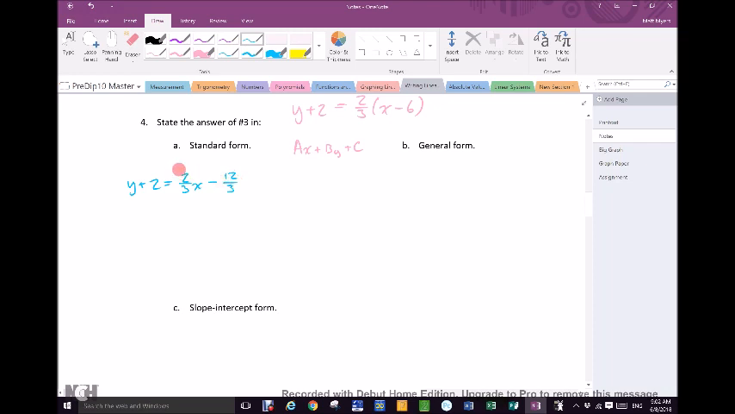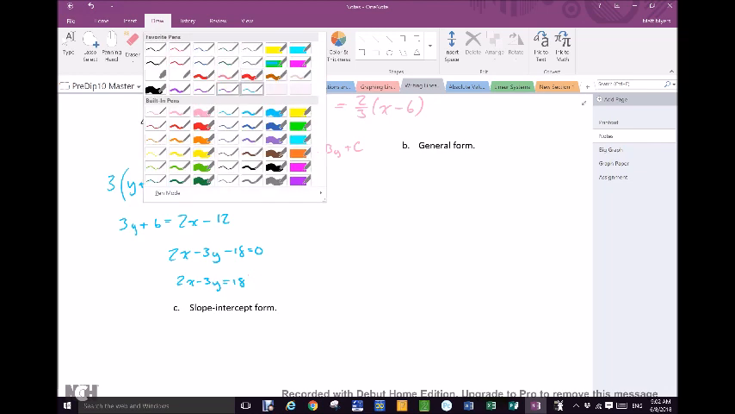So here, then I multiply by 3. 3y plus 6 equals 2x minus 12. 2x minus 3y minus 18 equals 0. Then, of course, 2x minus 3y equals 18.